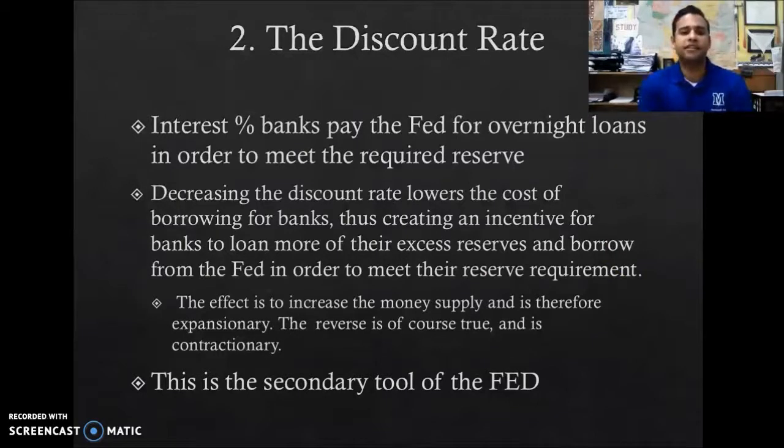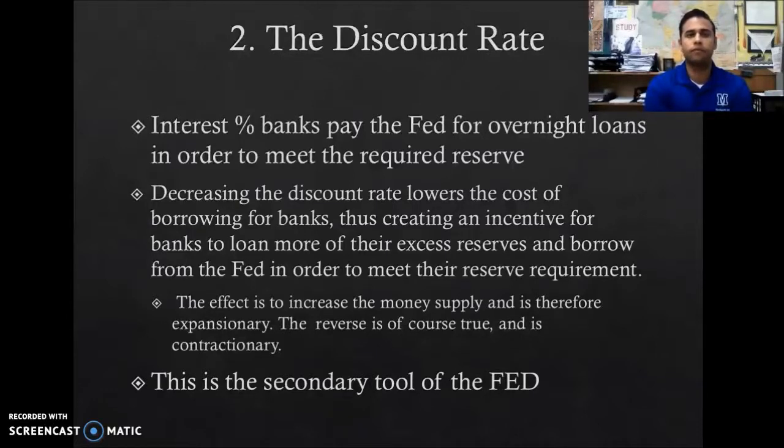So let's look at our next tool of the Fed, which is the discount rate. The discount rate is the interest percentage that banks pay the Fed for overnight loans in order to meet the required reserve. So if you are a bank and at the end of the day you don't actually have the 10% that you're supposed to have, well, then you just borrow the money. You could borrow it from the Fed, and you would pay some amount of interest on that.